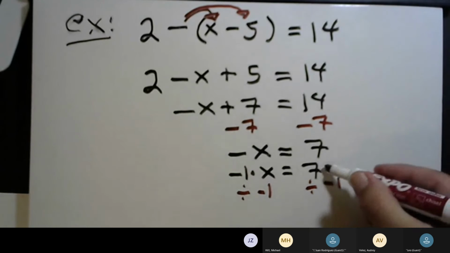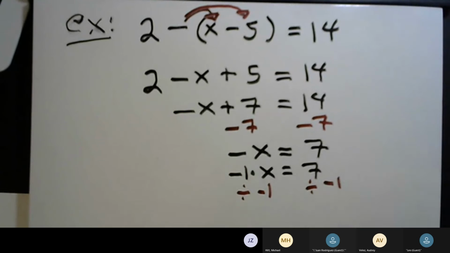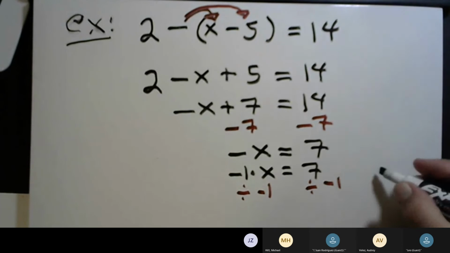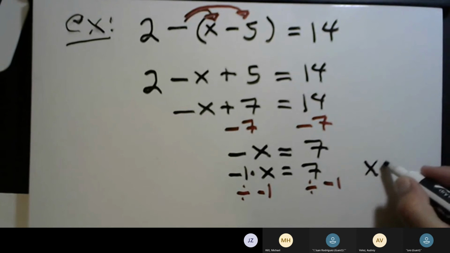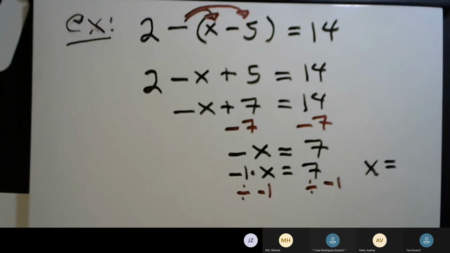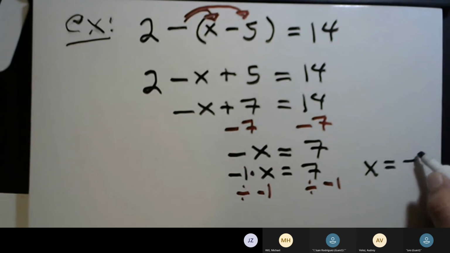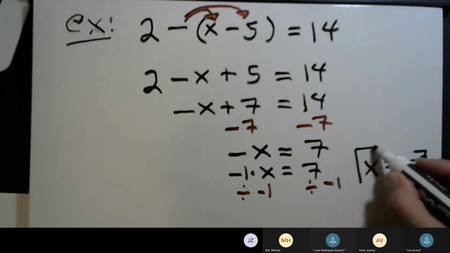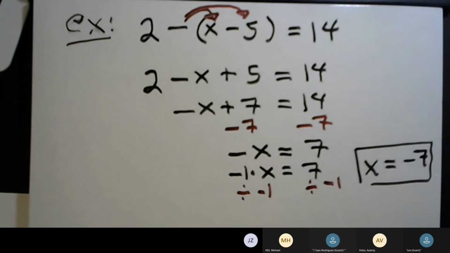You have positive 7 divided by negative 1. And so what that'll give us, positive divided by negative, when the signs aren't the same and we're multiplying and dividing, the answer is going to be negative. Negative 7. Which would be a hard thing to guess, to be honest. So questions about that?